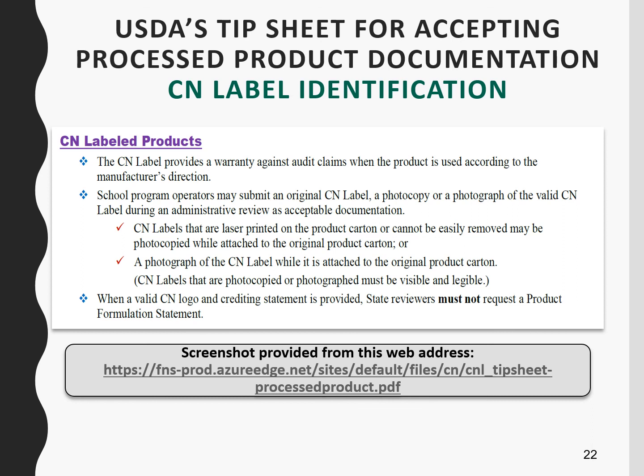CN labels that are laser printed on the product carton or cannot be easily removed may be photocopied while attached to the original product carton, or a photograph of the CN label may be taken while it is attached to the original product carton. CN labels that are photocopied or photographed must be visible and legible. When a valid CN logo and crediting statement is provided, state reviewers must not request a product formulation statement.